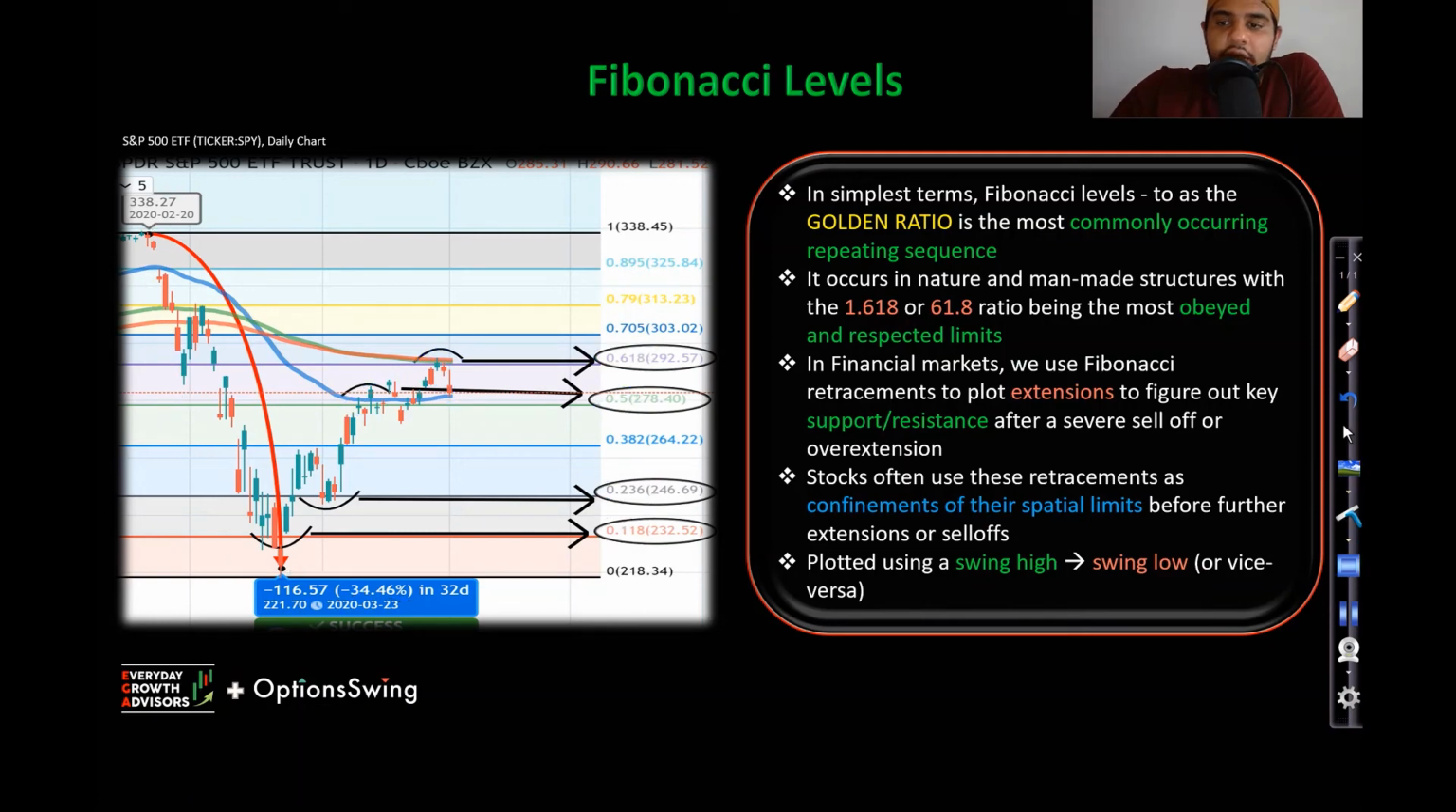You want to use it when you do not know where the security can land in a quick upward or a quick downward movement. So you can plot the overextension to figure out where the support and resistance are after a severe sell-off or an overextension. Remember that stocks tend to use these confinements as spatial limits. Think of it like they want to be squeezed within these ranges and obey them. It's like a rule that they almost have to follow.